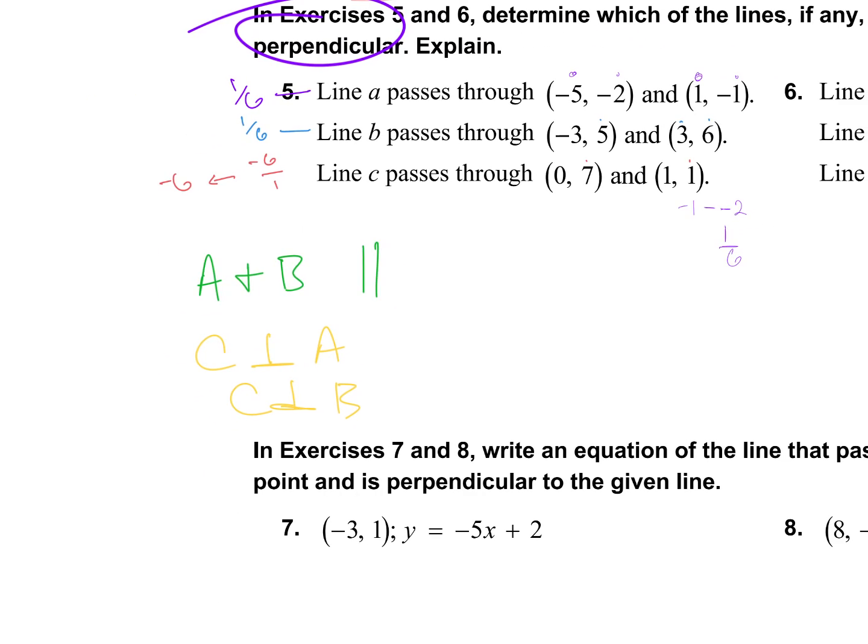So here's our explanation. For these two, it's because C's slope is a negative reciprocal to A and B's slope. And then for the other one, for A and B, they have the same slope, same slopes. So those are our explanations for those.